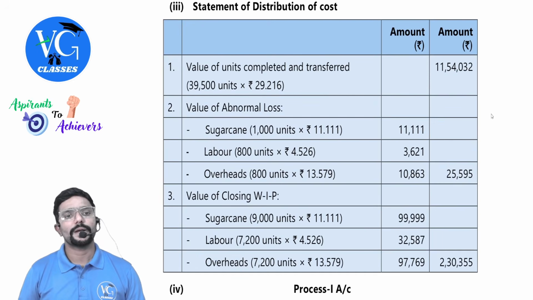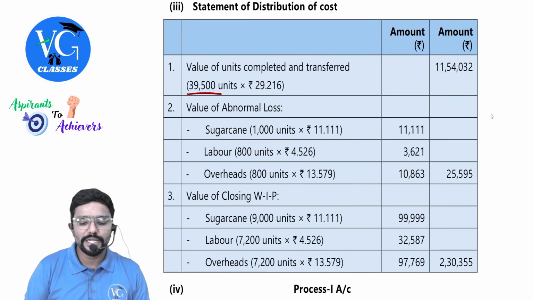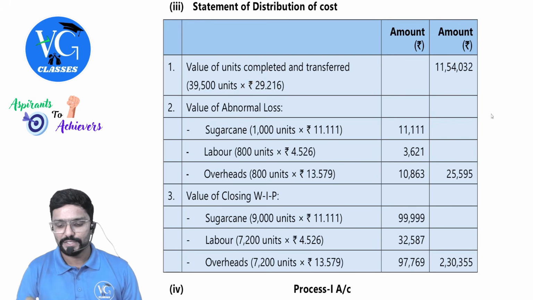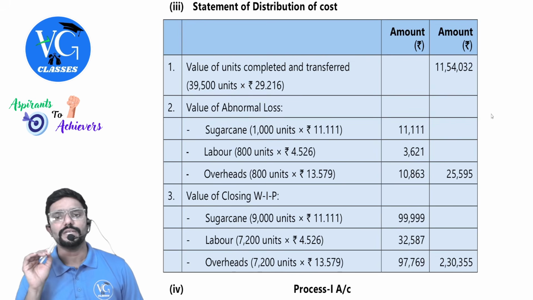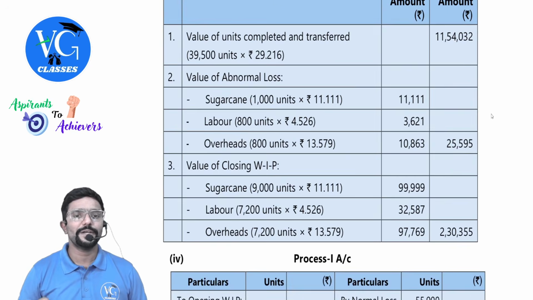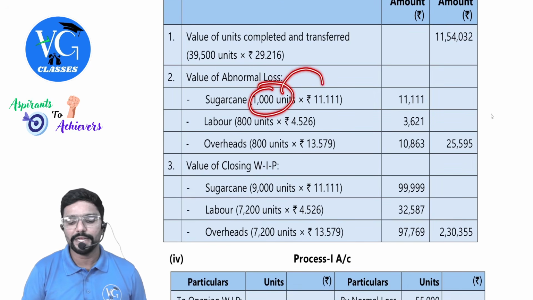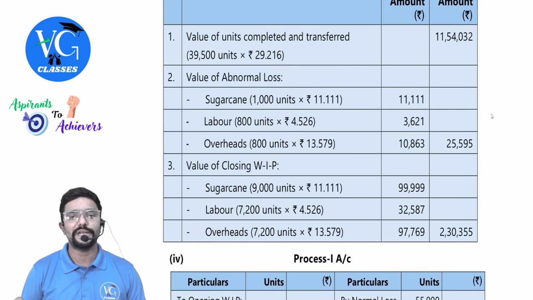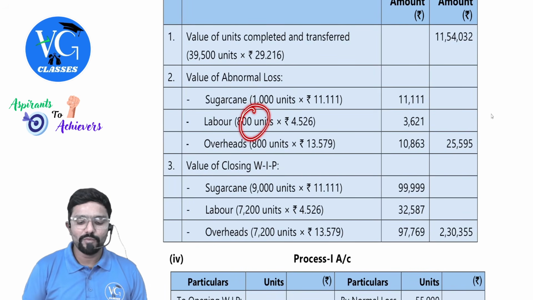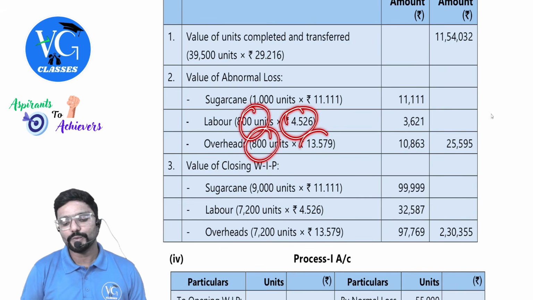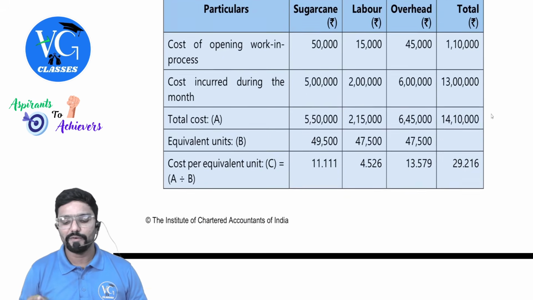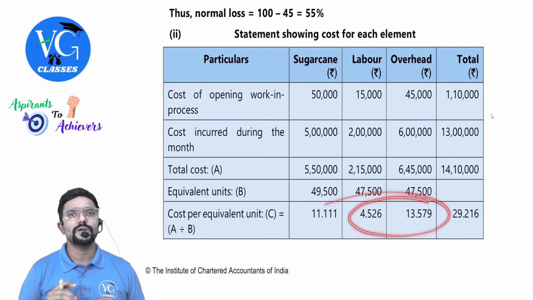Now the value of output is 39,500 into the equivalent cost per unit, which is 29.216: 11 lakh 54,032. Then coming to the value of abnormal loss, take element-wise: material 1000 units into the material cost per equivalent unit. Then for labor and overhead, 800 into the respective cost, whatever we would have got here.